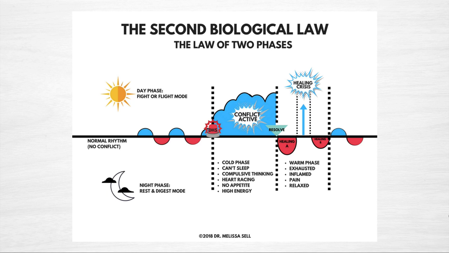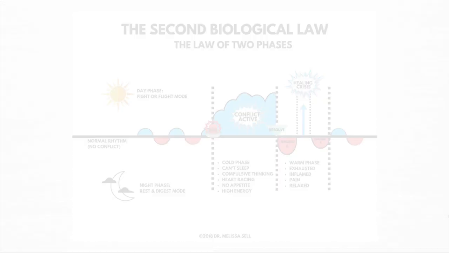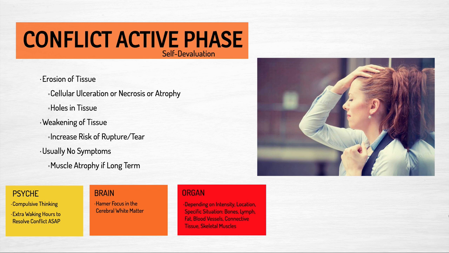And then the body goes through a two-phase of healing. We've got healing part A, the healing crisis, the epileptoid crisis, and then healing part B. And so that's where the tissue is repairing and restoring. So let's look at conflict active for a self-devaluation. When the conflict is going on, there is active erosion of tissue. So you could call it cellular ulceration, necrosis, or atrophy. Basically, it's holes in the tissue. And functionally, this weakens the tissue. It increases risk of rupture or tear.